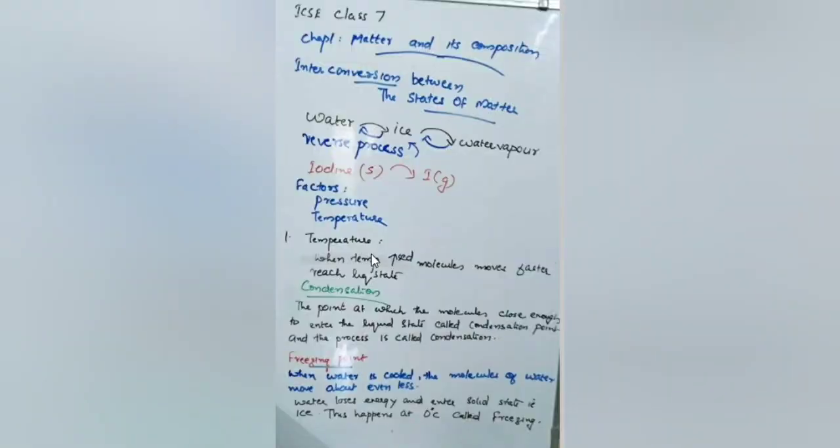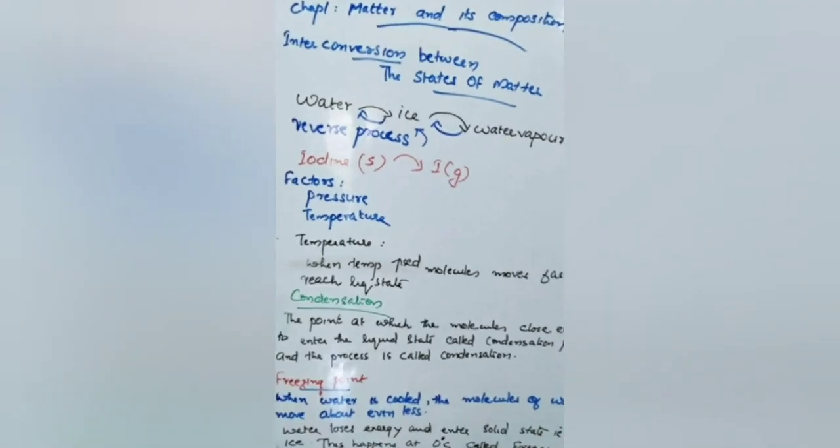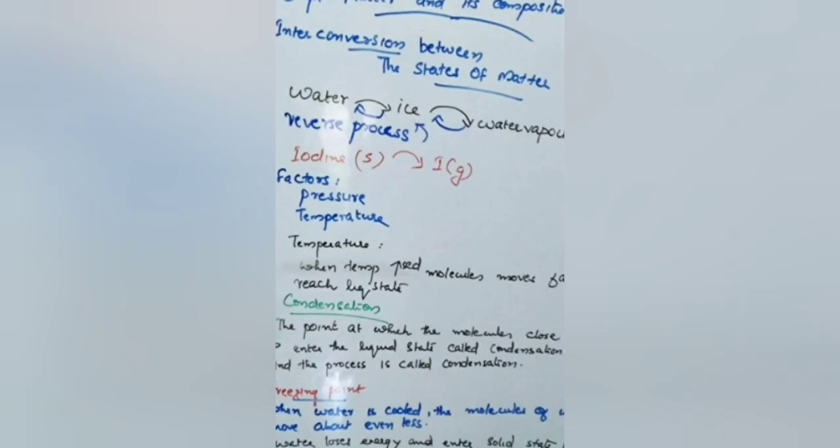Interconversion between the states of matter. What are the interconversions? Water is changed into ice, ice to water vapor, and the reverse process is also possible. Water vapor can be transformed into water and again into ice. Iodine also shows a similar condition, where the solid is transformed into gas. So what are the factors which influence these processes? They are pressure and temperature.